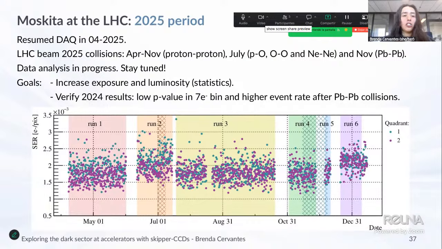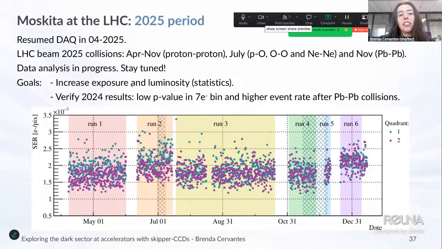So we resumed the DAQ last year in April, and we are currently taking data continuously since April last year. And the idea for this 2025 period, first, is to verify the 2024 results, check if the low p-value in the 7-electron beam was actually consistent with a statistical fluctuation, and try to understand this higher event rate that we see after the lead-lead collisions. We will, of course, increase our exposure and luminosity.